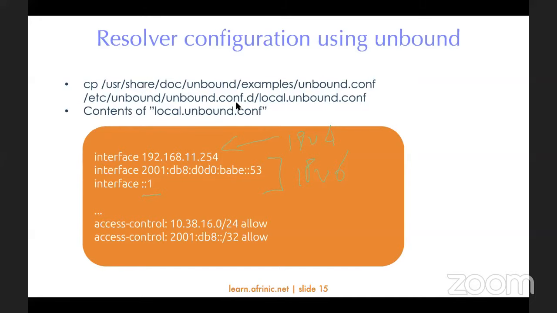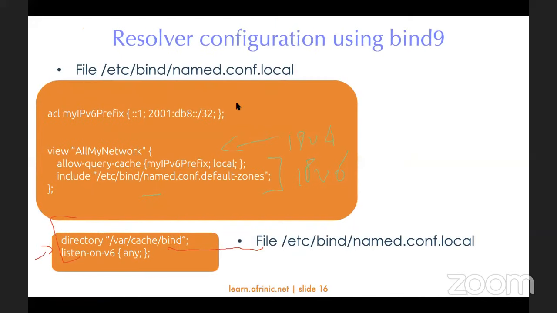And then after that, you will also have the access control, where you enable your entire network to query this resolver over IPv6. So in Unbound, that's pretty much what you have to do to enable IPv6 in your resolver. Let's see also for BIND.